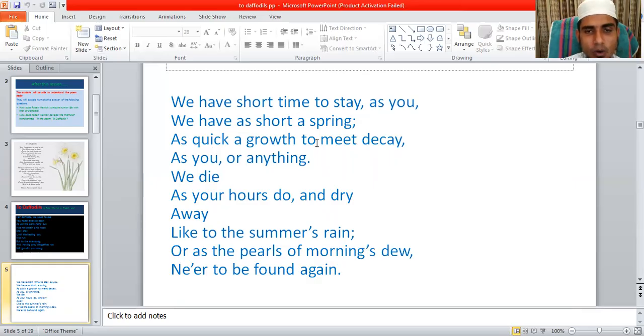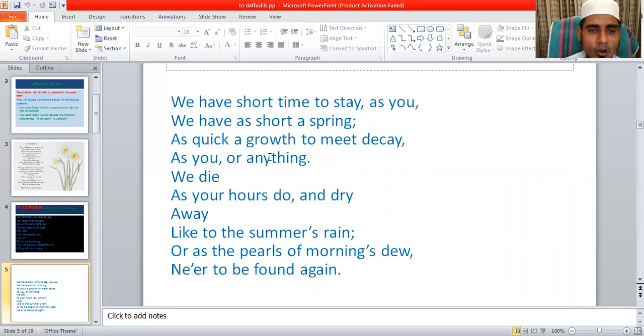So, as quick a growth to meet decay. So here we are also ready to meet our decay very quickly, like you, or anything. This is the philosophical line. The poet here tries to say that everything in this world has a short span of duration. After this fixed time, everything has to decay.